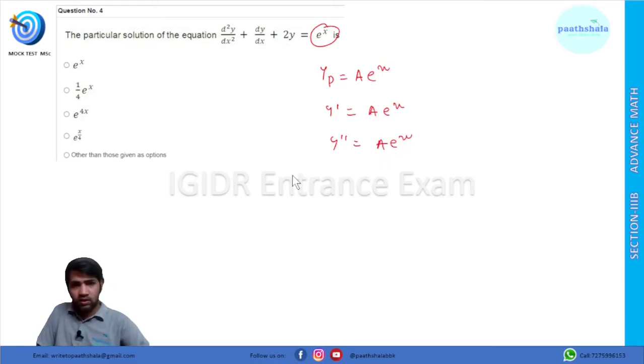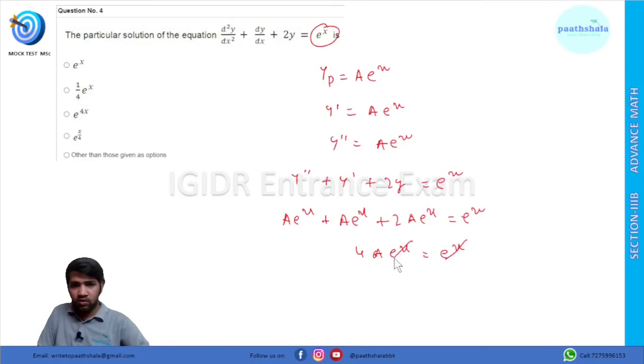Okay. Now since the given equation is y double dash plus y dash plus 2y equals e to the power x, now put all these three values. So this will be a e to the power x plus a e to the power x plus 2a e to the power x equals e to the power x. So this will become 4a e to the power x equals e to the power x, which will get cancelled out and a will come out to be 1 by 4. So from here the particular solution will be 1 by 4 e to the power x. So option B is the right option.